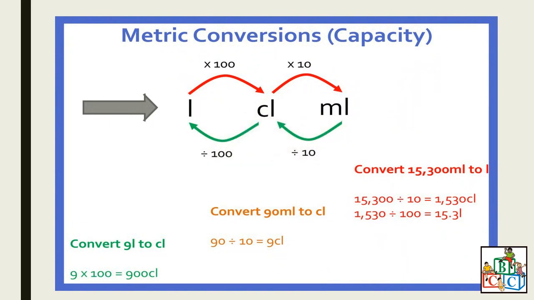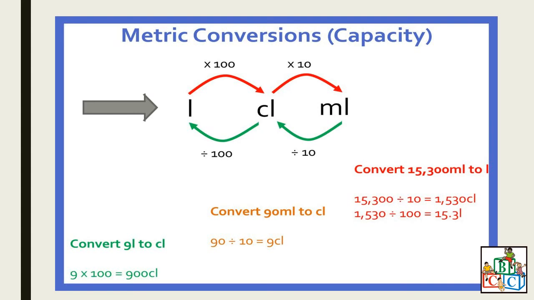Here you have a very easy illustration for capacity: liter, centiliter, and milliliter. Take a look at the arrows. You have the red and the green arrows. Let us take liter to centiliter. 1 liter is equal to 100 centiliters. You can see the red arrow, and just on top you have times 100. 1 liter is equal to 100 centiliters.